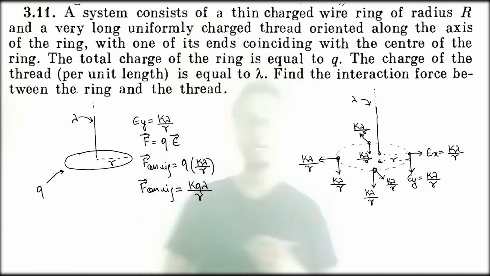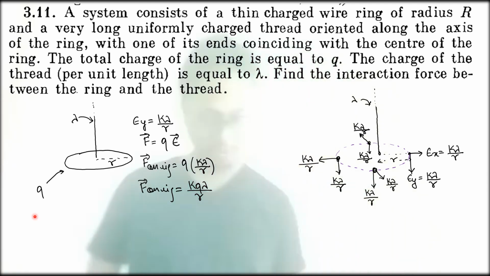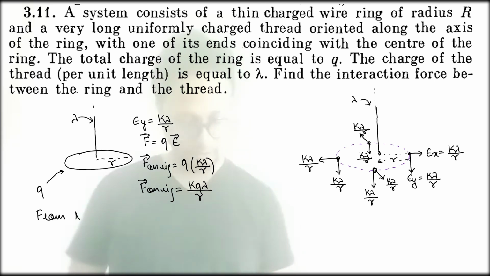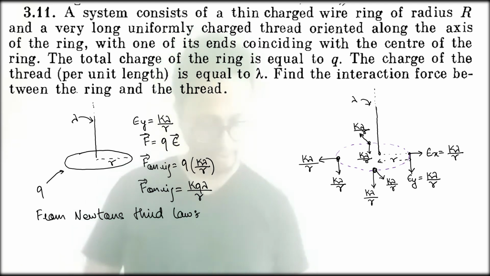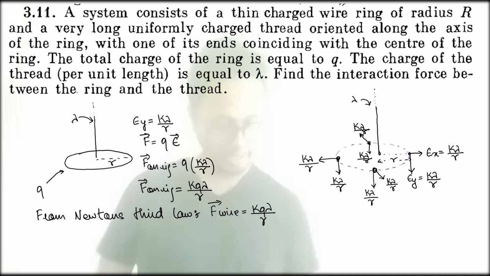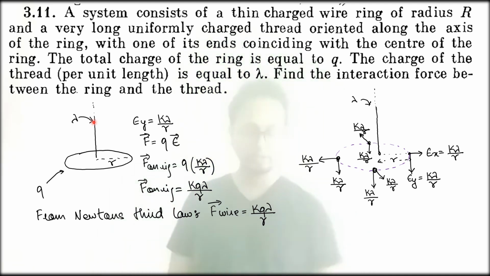Similarly, if I apply Newton's third law, if the rod is pushing the ring with this force, the ring will also push the rod with the same amount of force. From Newton's third law, the force on the semi-infinite wire due to the ring would also be K q lambda by R, an equal and opposite reaction force. So this was one of the methods in which you solve question number 3.11.